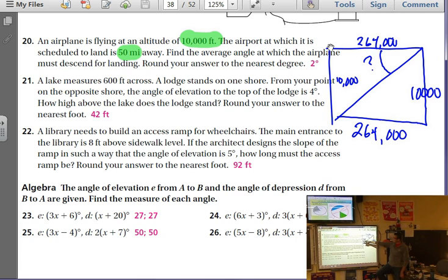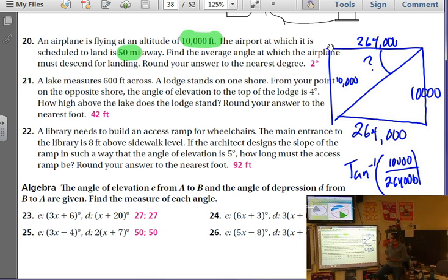Tangent, we use opposite over adjacent. So essentially, I'm going to set up the inverse tangent of opposite over adjacent. I'm not certain, but hopefully that works. Oh, I just wish I did the opposite. Yeah, I get 2.16, or approximately 2.2. It says round to the nearest degree.